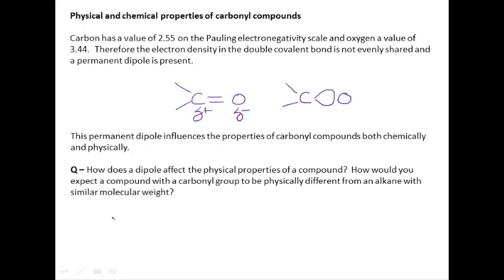physical properties. So our strategy for answering these questions is to state the strongest type of intermolecular force between the molecules in both cases and then to compare them. So we start with the carbonyl, and in this case the strongest intermolecular force is going to be permanent dipole, permanent dipole.